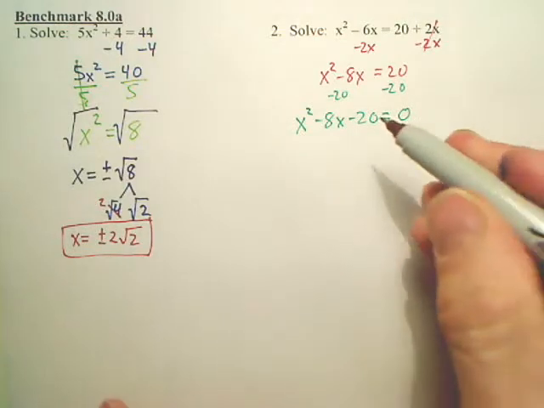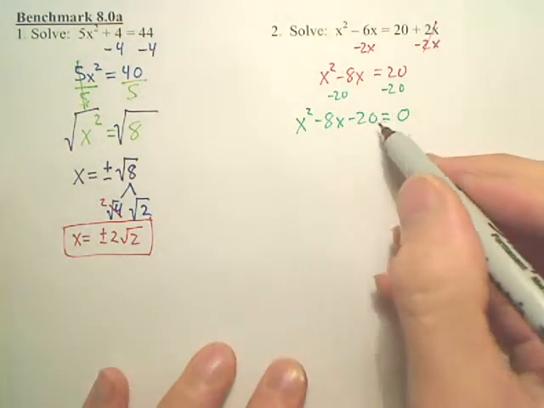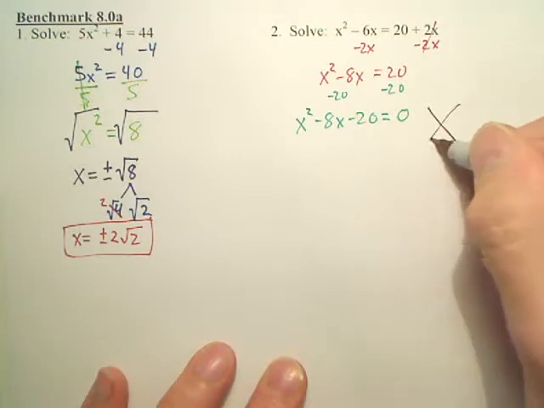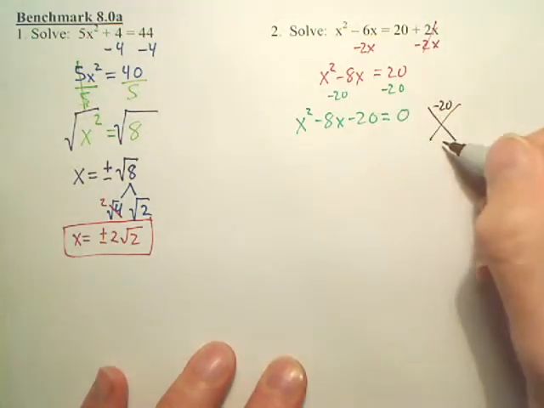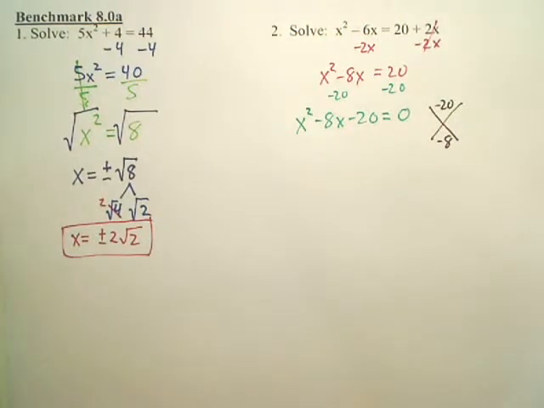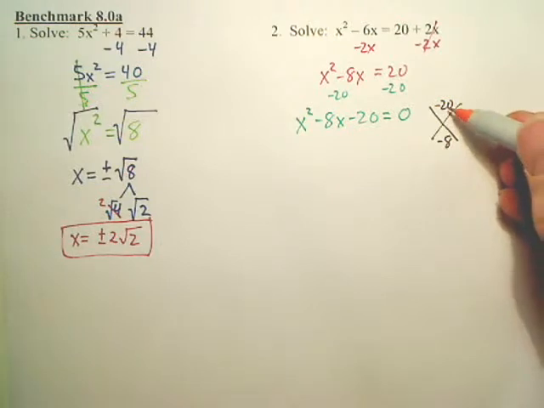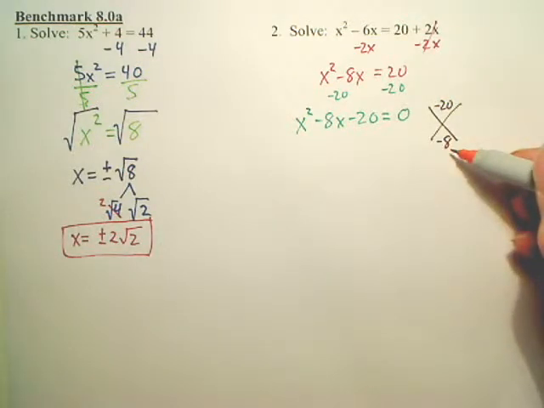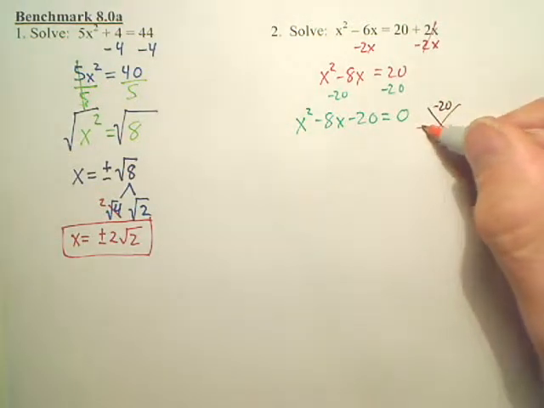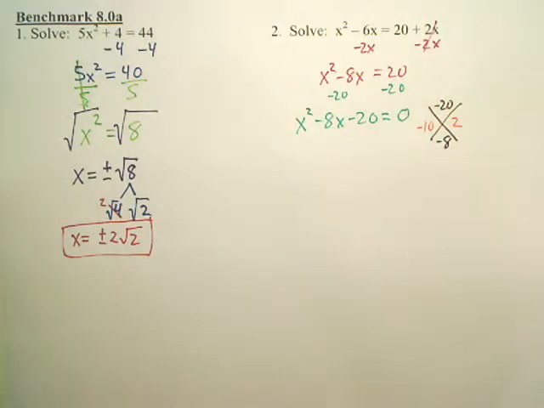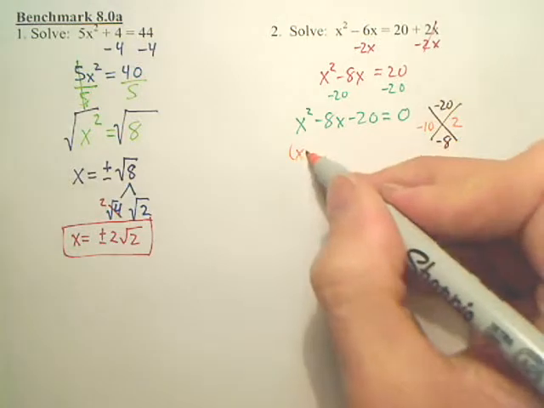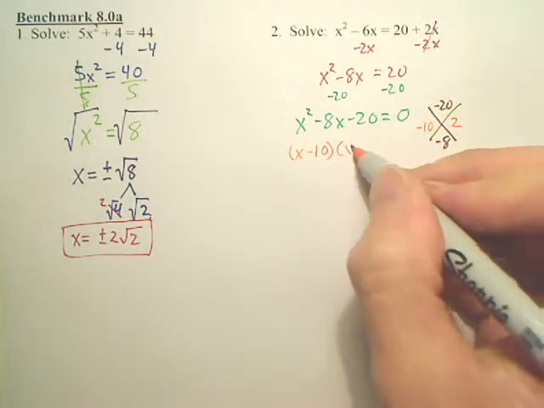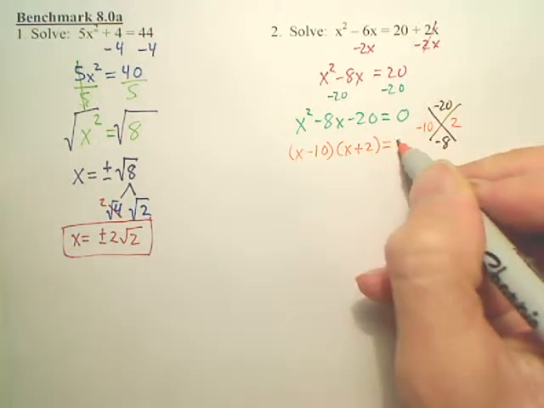Okay. Now our next step is to factor this left side. So to factor, we make this little x thing. You put the negative 20 on top, the negative 8 on bottom, and we have to think about, okay, what two numbers multiply to get negative 20 and add to get negative 8? And hopefully you notice it's negative 10 and 2. So that would be x minus 10, x plus 2 equals 0.